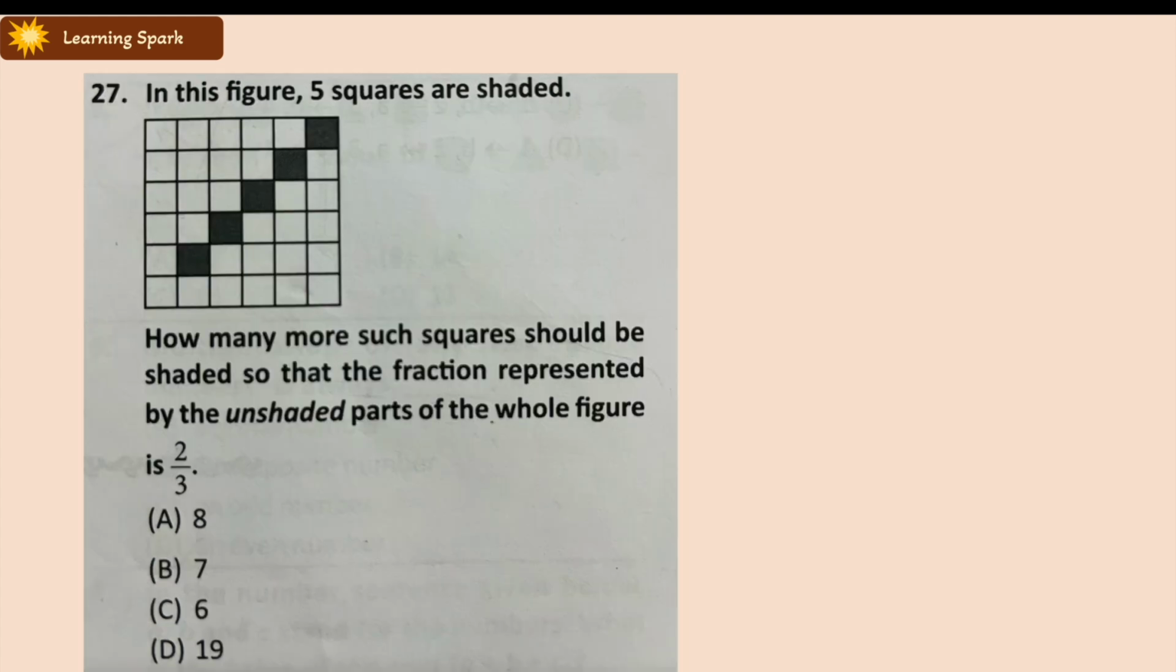Question number 27 is on your screen. Let's solve this together now. So the question is that there is a figure given, 5 squares are shaded. It says, how many more such squares should be shaded so that the fraction represented by the unshaded parts of the whole figure is 2 by 3? Okay, so we will start by counting the number of squares here.